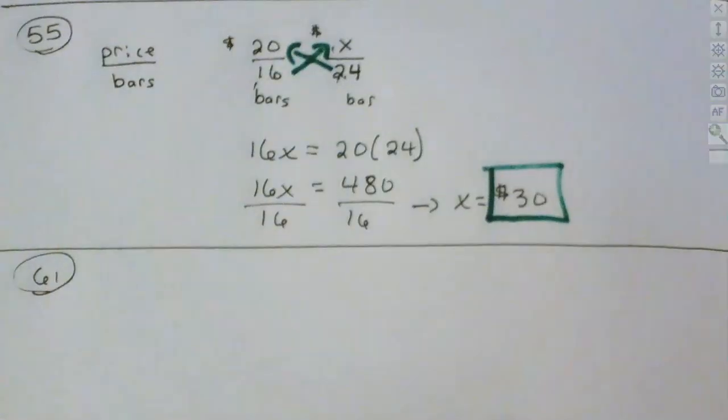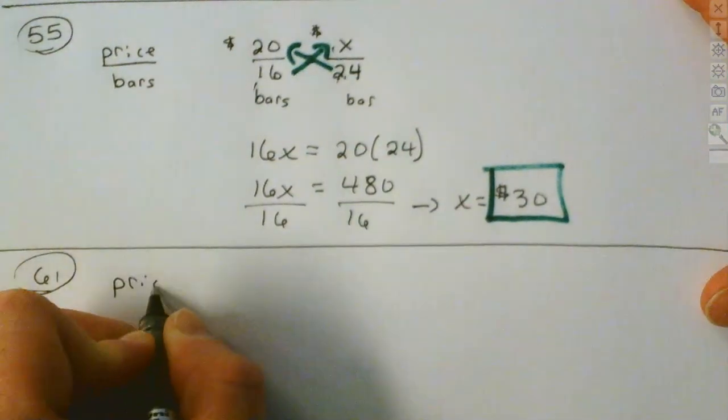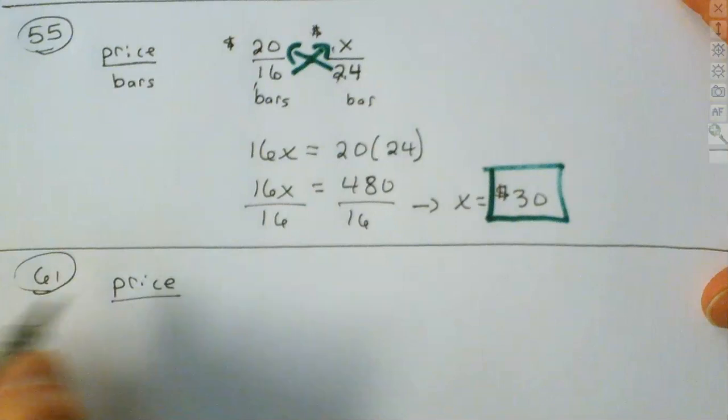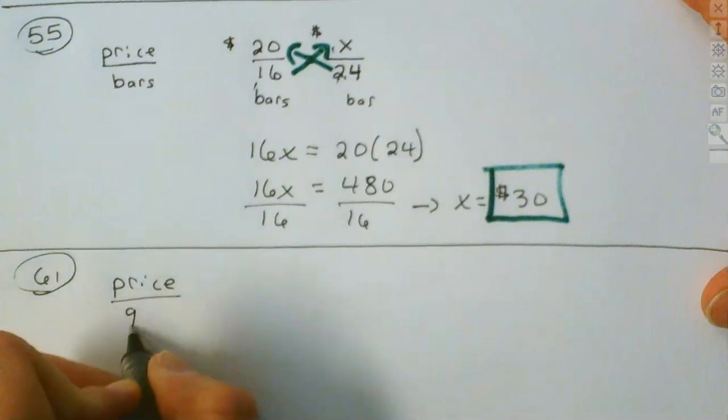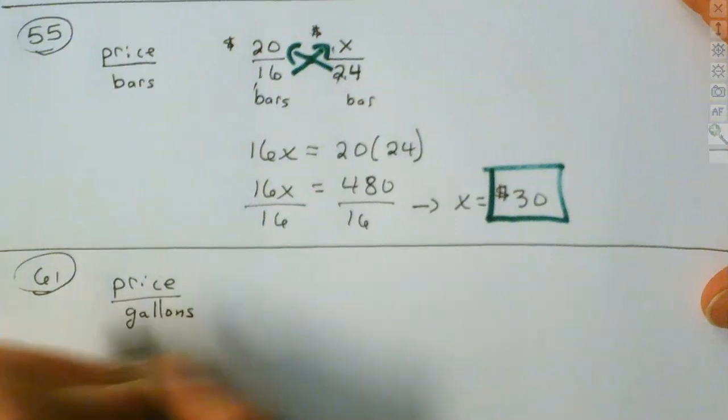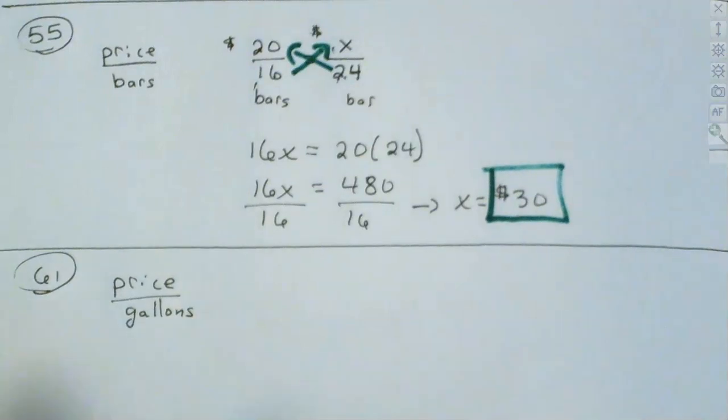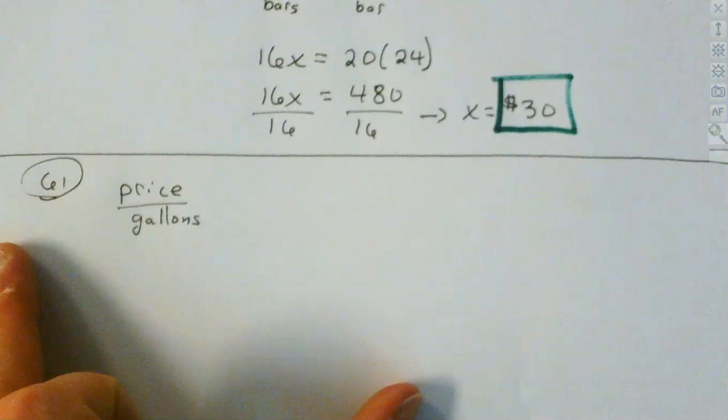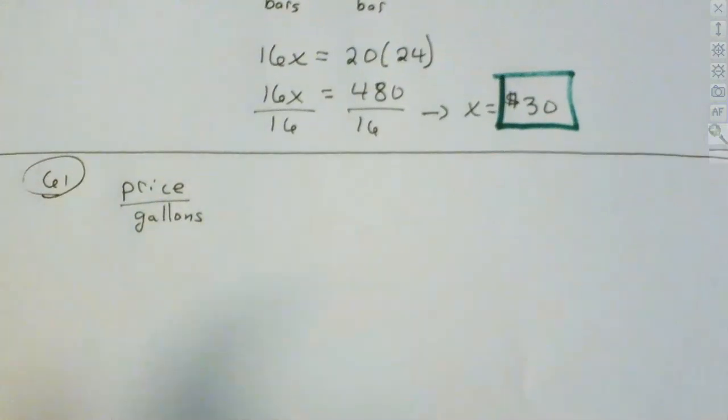So let's set up our ratio. I always like to keep the ratio the same, so I'm going to put the price on the top and the gallons of gas on the bottom. You can do it either order. You can put the gallons on the top, the price on the bottom. It doesn't matter. Just make sure you're consistent.